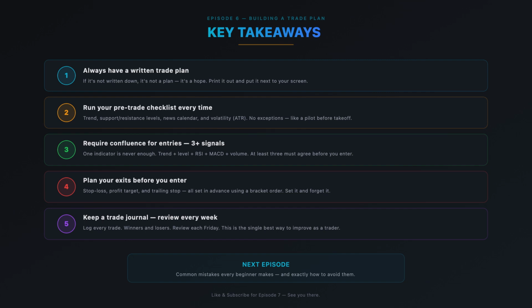Number 4. Plan your exits before you enter. Stop loss, profit target, and trailing stop, all set in advance using a bracket order. Number 5. Keep a trade journal. Log every trade. Review weekly. This is how you improve. A trade plan doesn't guarantee profits, nothing does. But it keeps you disciplined, consistent, and in the game long enough to develop real skill.